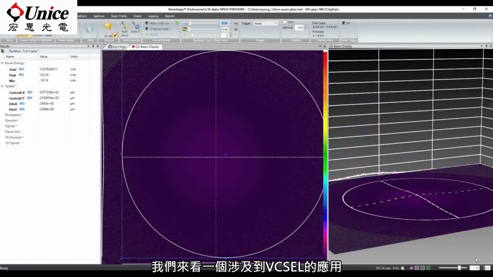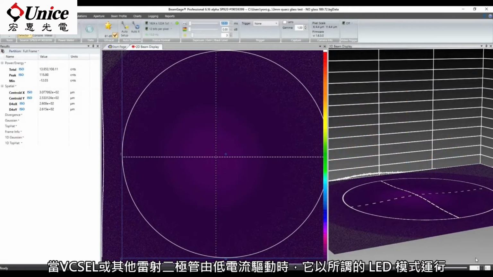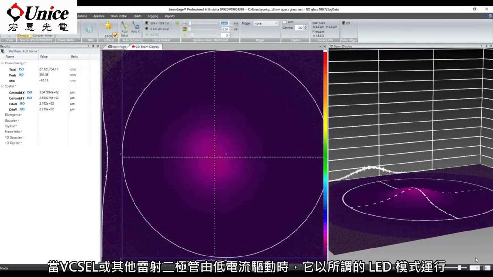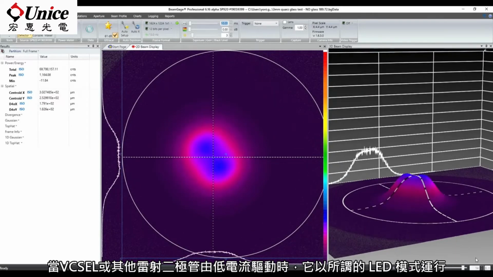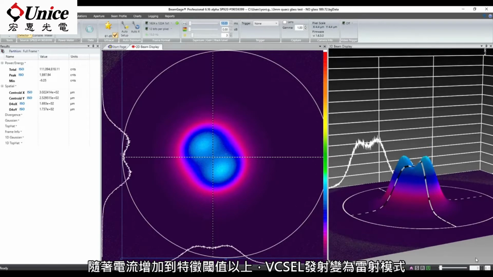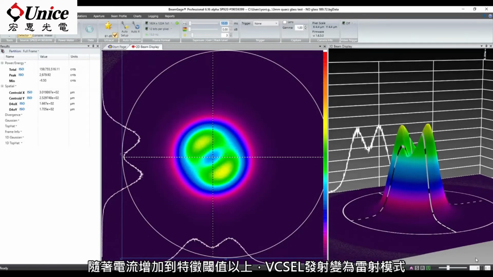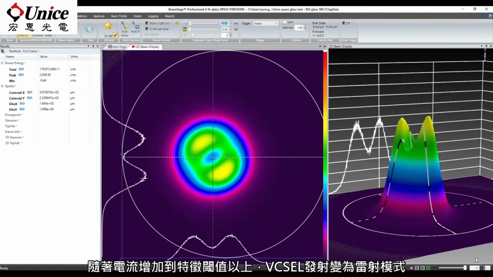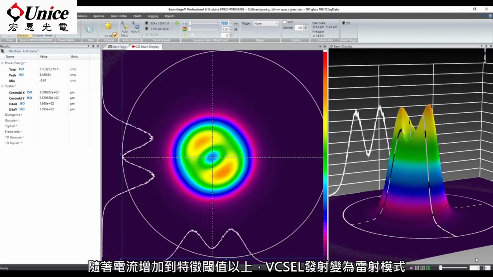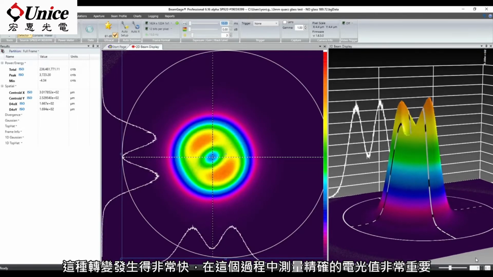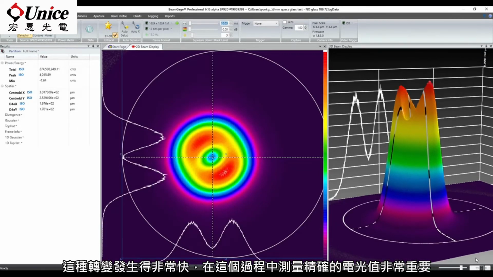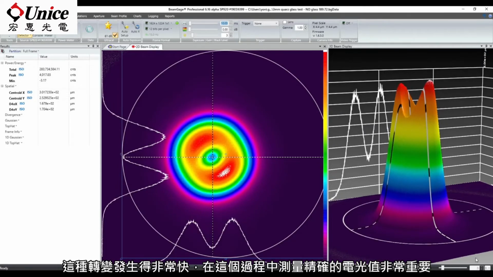Let's look at an application involving VCSELs. When a VCSEL, or other laser diode, is driven by a low current, it operates in what's known as LED mode. As the current increases above a characteristic threshold, the VCSEL's emission changes to laser mode. This shift happens very rapidly, and measuring exact electro-optical values during this process is highly important.